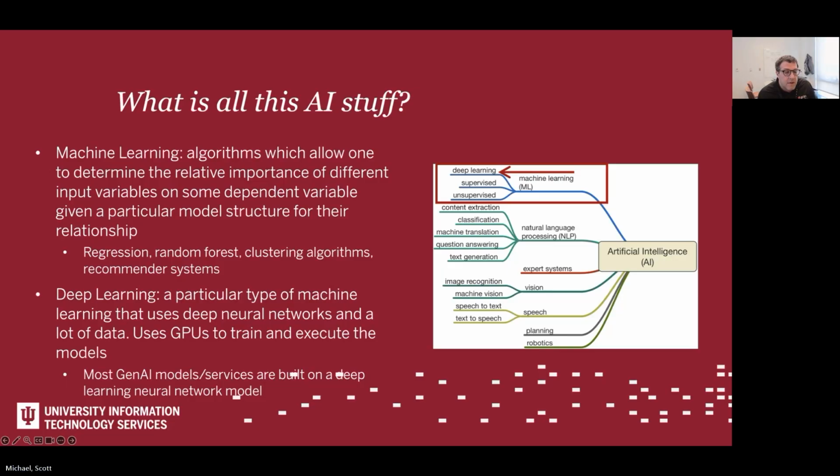The sort of new interesting stuff is all deep learning and neural networks, which is what underpins large language models. So deep learning is this particular type of machine learning that uses these neural networks, and then produces some interesting output based on that.